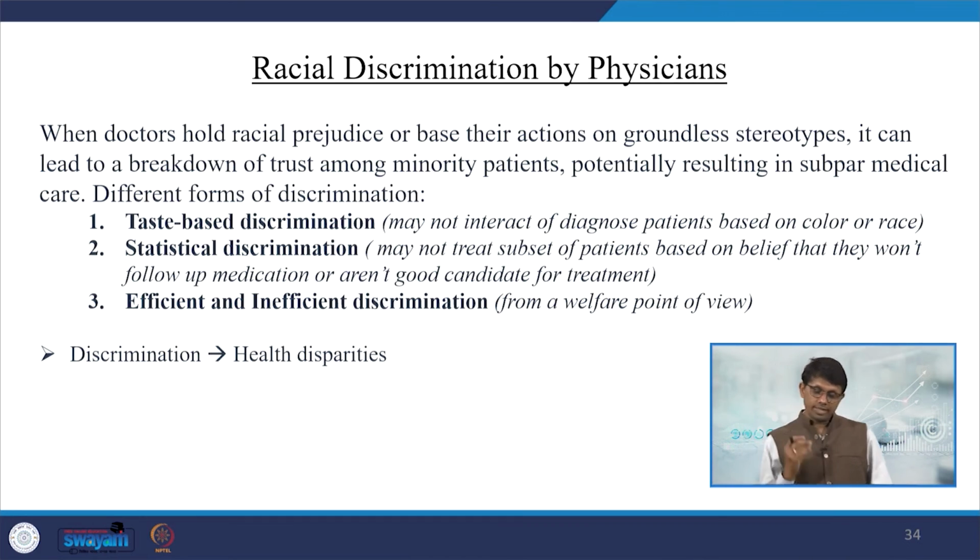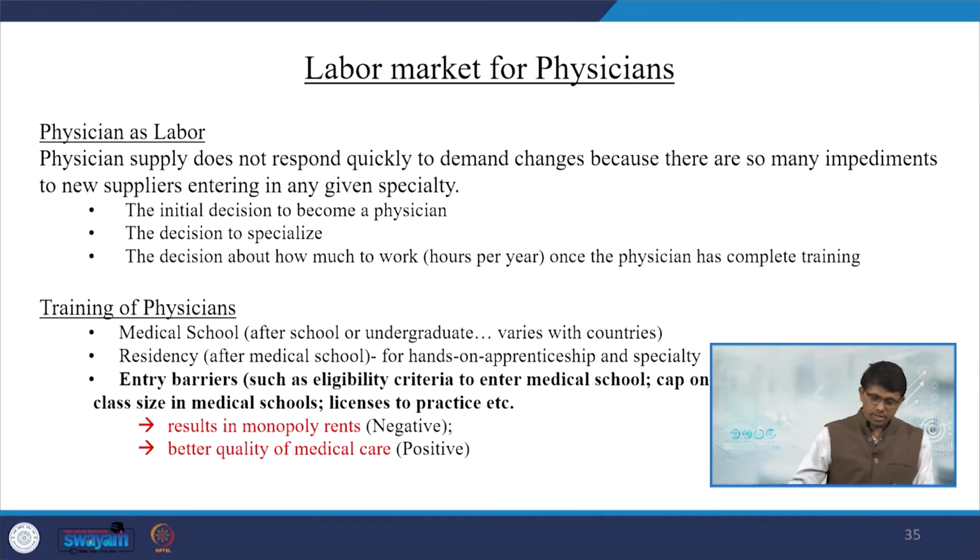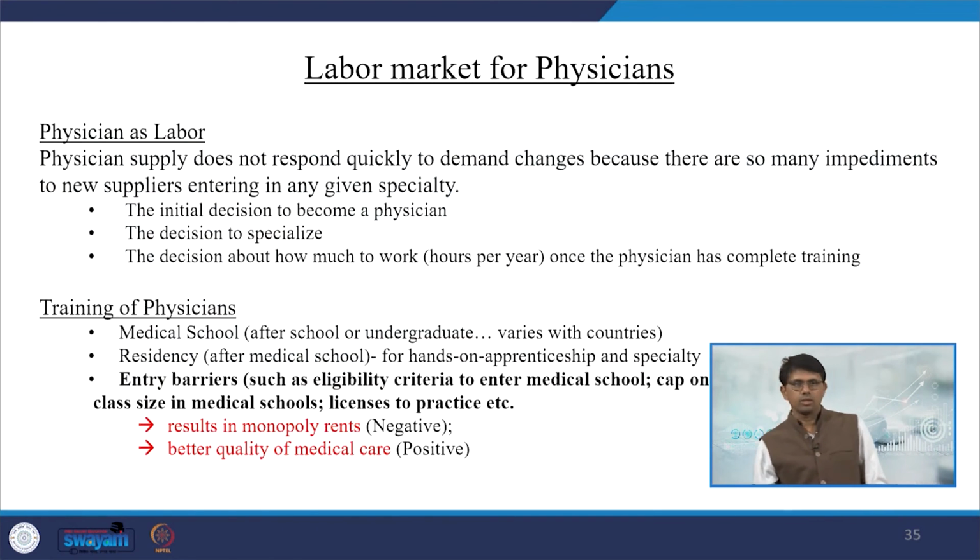They may not treat certain patients based on the belief that they won't follow up on medication or aren't good candidates for treatment. So that's based on some statistical discrimination they make. Then there is some discrimination based on a welfare point of view, that's basically efficient and inefficient, which one is going to efficiently step up the physicians, and accordingly more facilities are provided. So, discrimination and health disparities are actually correlated.